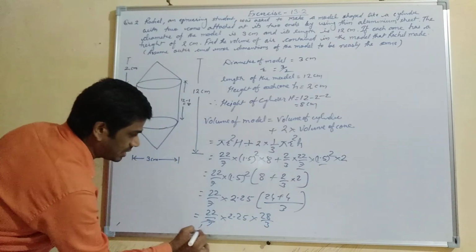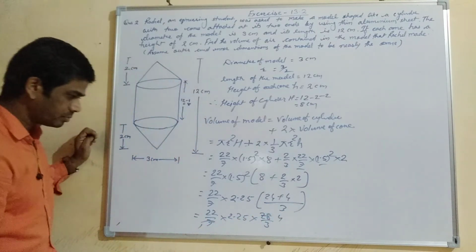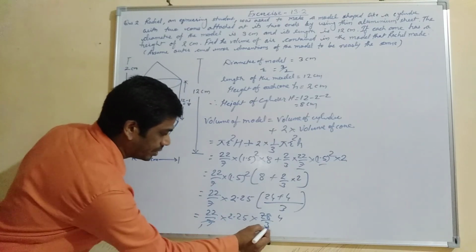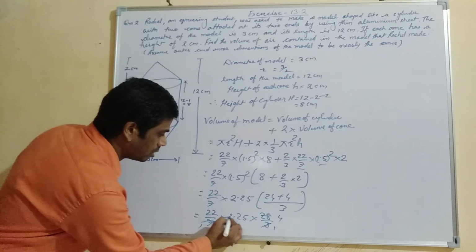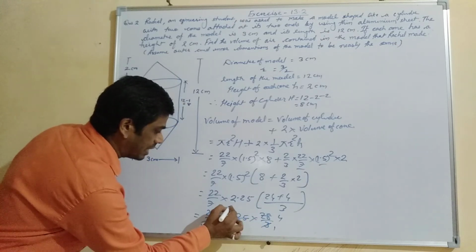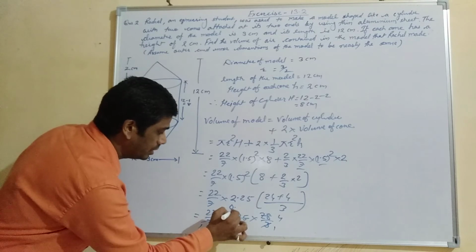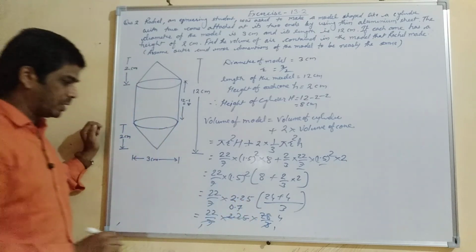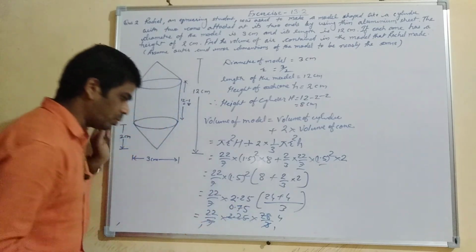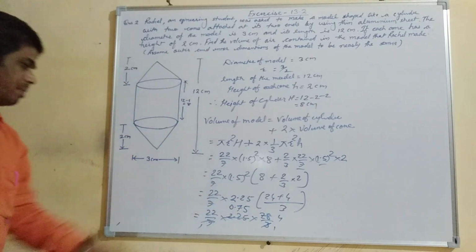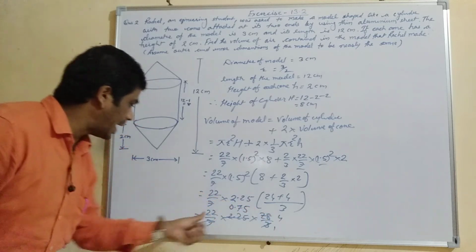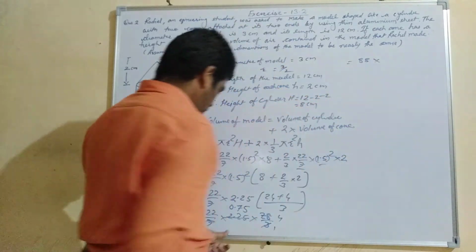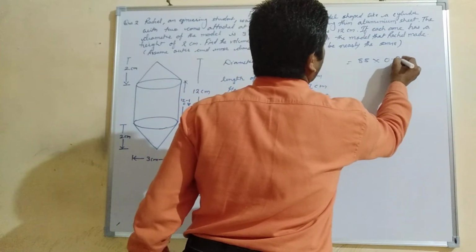So 7 1s are 7, 7 4s are 28. Now we got this 3, so you can cancel this 225. 3 1s are 3, 3 7s are 21, this is decimal. The remainder will be 1, 1 5 15, 3 5s are 15. Means we will multiply both the numbers, and 4 2s are 8. Means we can write here 88 into 0.75.